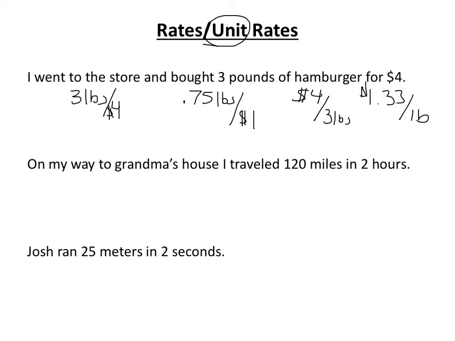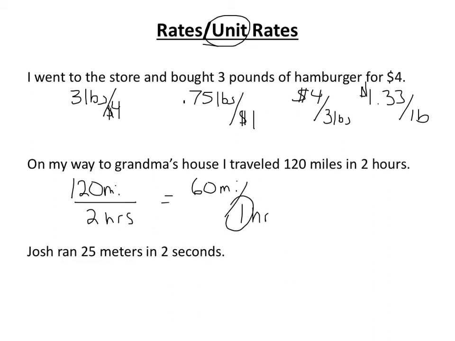Alright, so why don't you try the next two on your own, see if you can figure out the rate and then the unit rate. On my way to Grandma's house I travel 120 miles in 2 hours. So that would be our rate, 120 miles in 2 hours, but for our unit rate, we're just going to take the top divided by the bottom, so 120 divided by 2 is equal to 60 miles per 1 hour. And it makes it a unit rate because we have a 1 in the denominator.